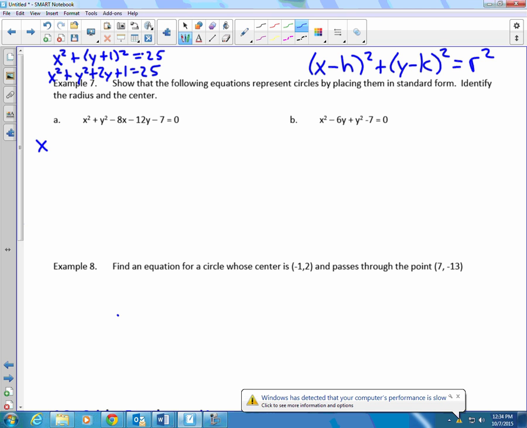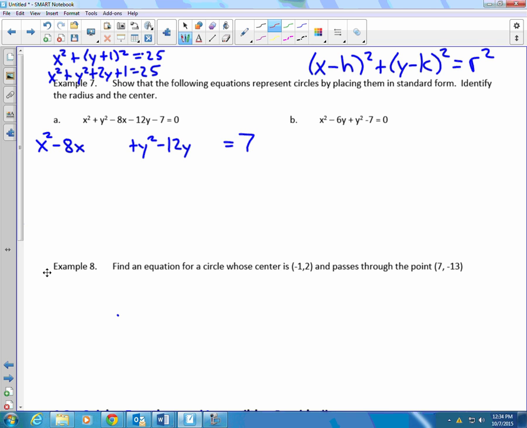The process goes like this. We gather the x's, and we gather the y's. We put everything else on the right-hand side. So I've maintained equality in that equation, correct? I haven't changed anything. Just relocated some things, kind of grouped some stuff together.